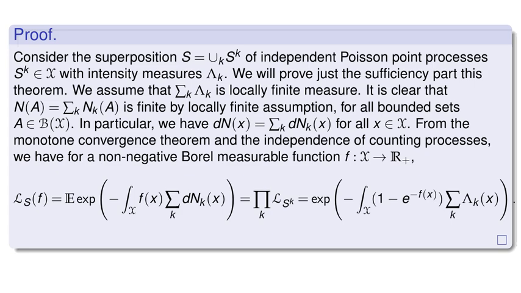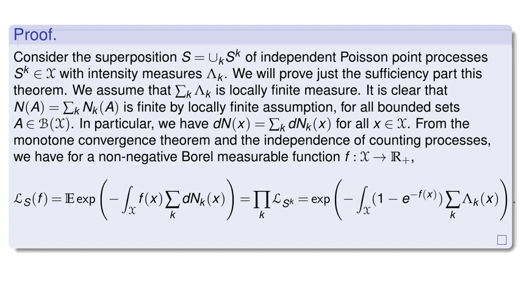Let's look at the proof. Consider the superposition S equals the union of S^k, where each S^k is an independent Poisson point process with intensity measure λ_k. We will focus on proving the sufficiency part of this theorem. So we assume that the sum of λ_k is a locally finite measure. It is clear then that N(A), which equals the sum of N_k(A), is finite for all bounded sets A in B(X) due to this local finiteness assumption.